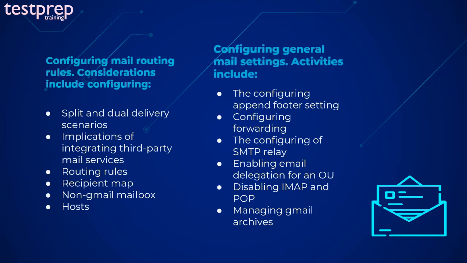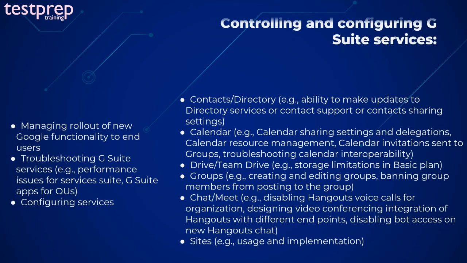Number 5, configuring general mail settings. Activities include 1. Configuring append footer setting. 2. Configuring forwarding. 3. Configuring of SMTP relay. 4. Enabling email delegation for OU. 5. Disabling IMAP and POP. 6. Managing Gmail archives.